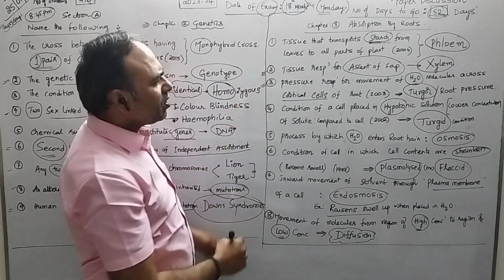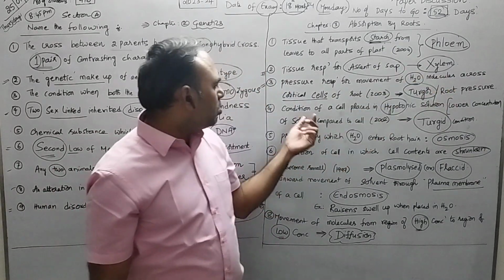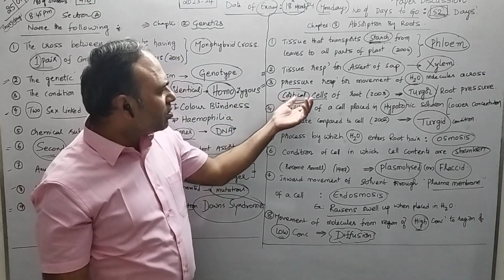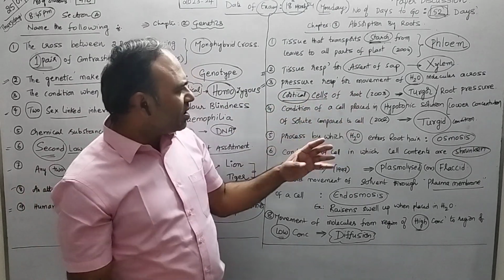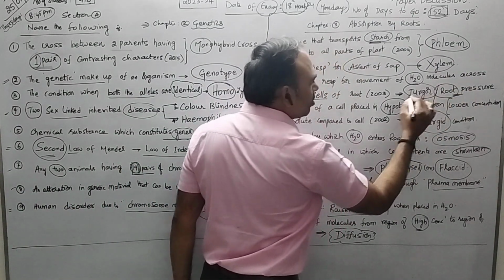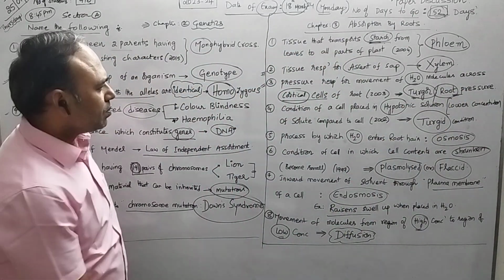Pressure which is responsible for movement of water molecules across the cortical cells, the cortex of your root. What is that pressure? That pressure is nothing but root pressure. In other words, you also call it turgor pressure.